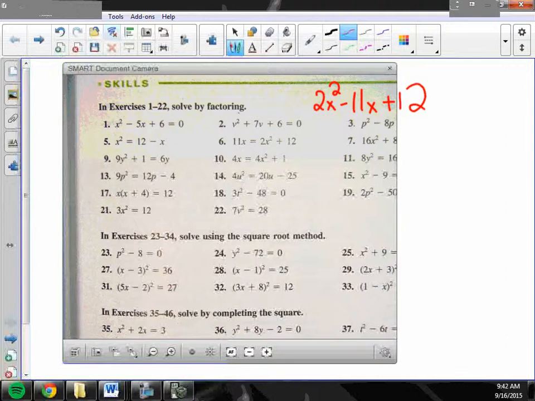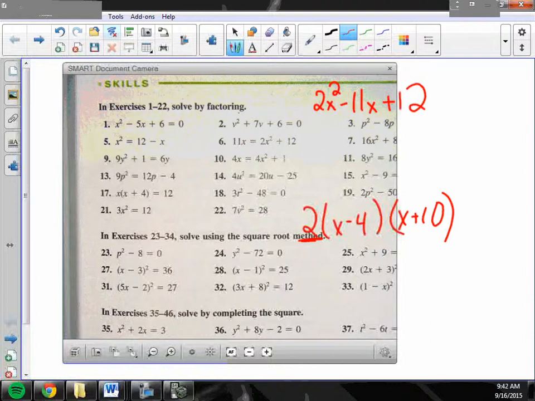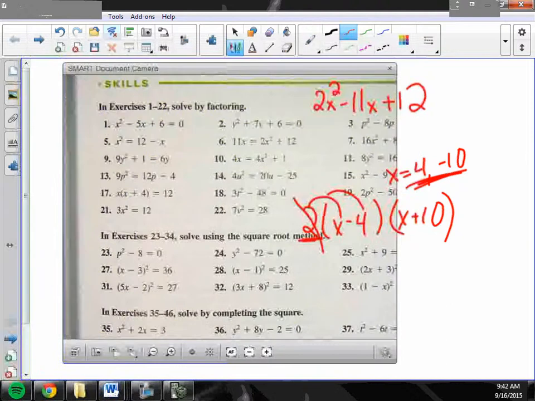So if I had 2 times some quadratic that I factored like this, let's say x minus 4 and x plus 10, what effect does 2 have on the answer? Well, the goal is to find out what x equals. So in this case, x would be 4 and negative 10. Putting that 2 back in isn't going to change these. So if you're finding the roots, this 2 doesn't matter.